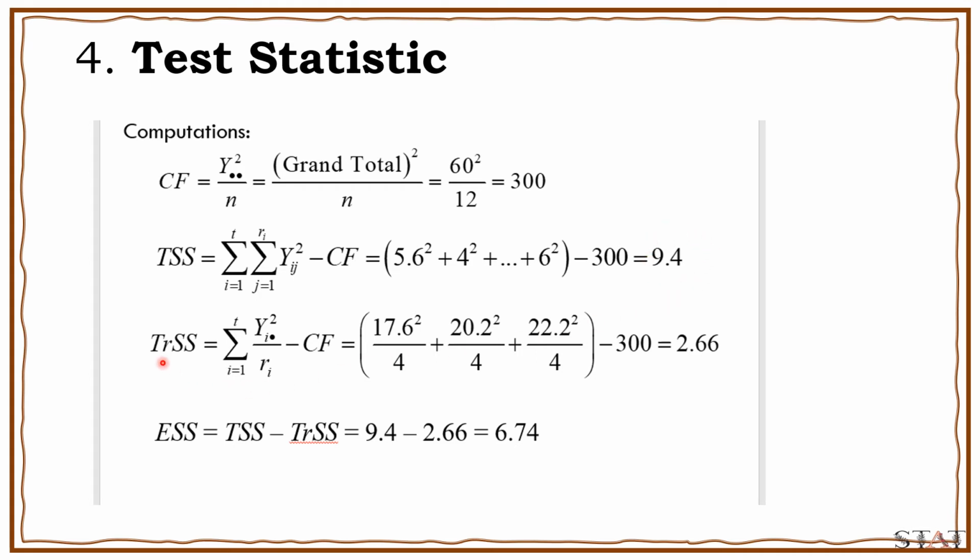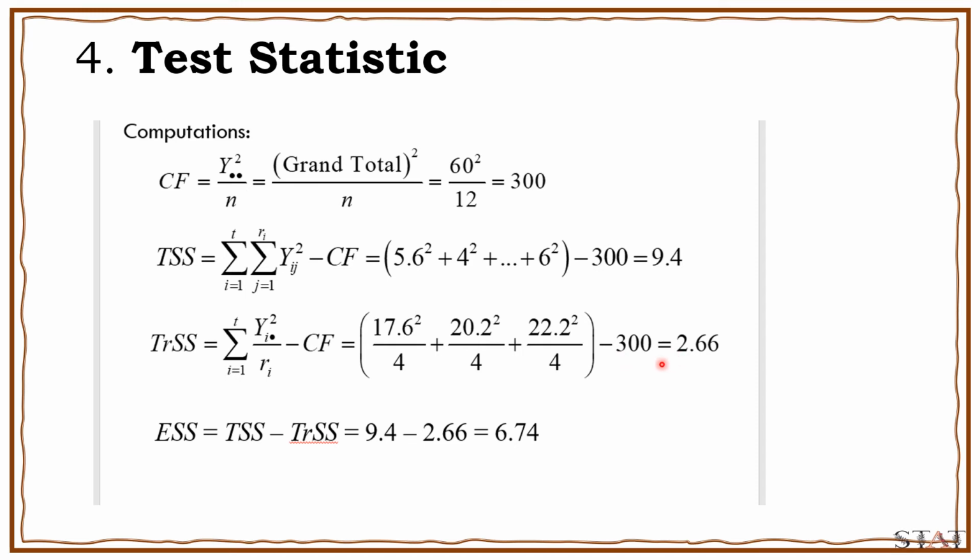And then for our treatment sum of squares, we have to compute it. Summation of yi total squared over replication of each factor level. So in our case, the 30 kilograms per hectare, where there is a total of 17.6, you have to square it divided by the number of replications, so 4. And then for the 60 kilogram per hectare, we have 20.2 squared and then divided by 4. And then 22.2 squared divided by 4 minus our CF or correction factor, which is 300.